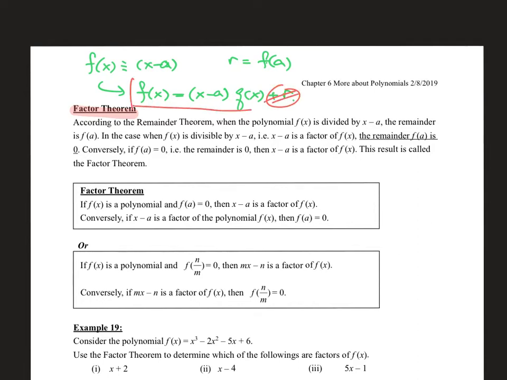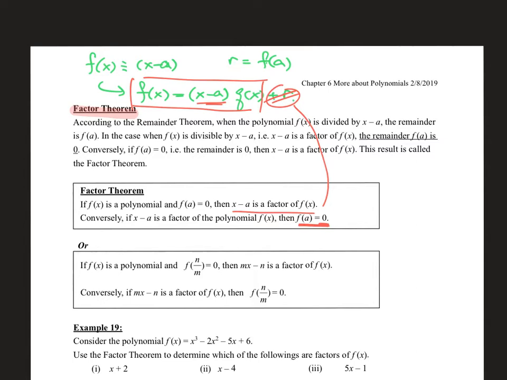You will see that f(x) will be presented as x minus a times the quotient, or in other words, x minus a becomes a factor. So in this situation, when you have 0 as a remainder, that means f(a) is 0, then you can say that x minus a is a factor of f(x).